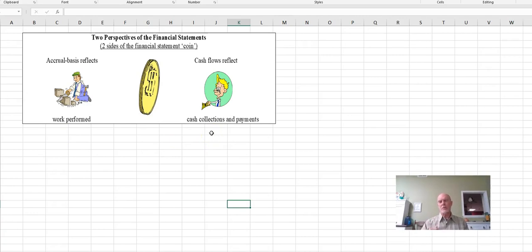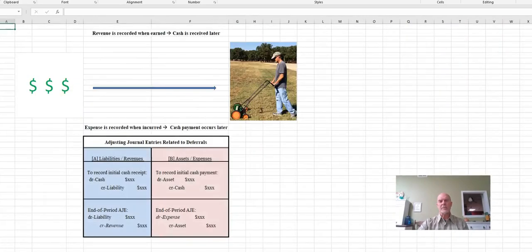So this has already been involved in how we have recorded transactions. Let me summarize what we've already done because of these timing differences. Sometimes cash flows happen first, and then the work is done or the activity happens. For example, think about what's going on in the blue here.